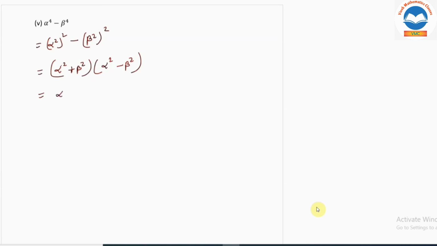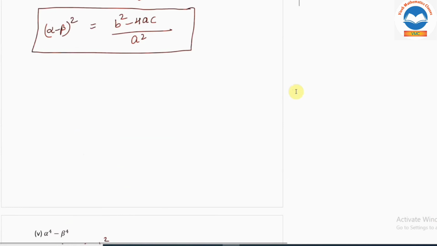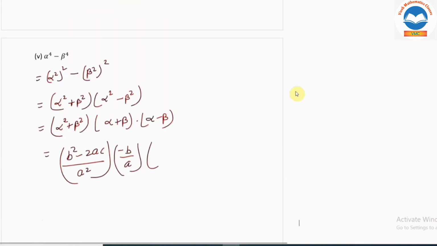So what will that be? Alpha square plus beta square, this value we know already. And this one we will write as alpha plus beta into alpha minus beta. So alpha square plus beta square is b square minus 2ac divided by a square, multiplied by alpha plus beta, which was minus b by a. And what about alpha minus beta? From the fourth part we got alpha minus beta whole square, so from that alpha minus beta we can write the square root of this. What will that be? Root of b square minus 4ac divided by a square. So I will write root of b square minus 4ac divided by the square root of a square, which is a. So this will be our answer. We can multiply and we will get the answer.